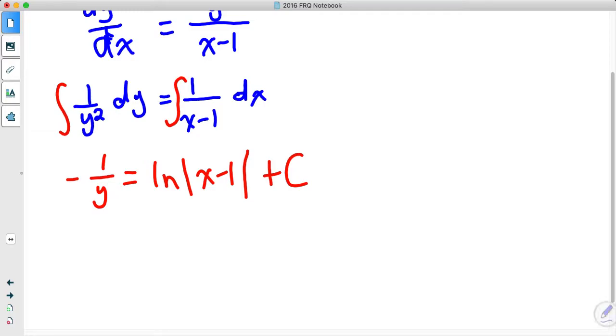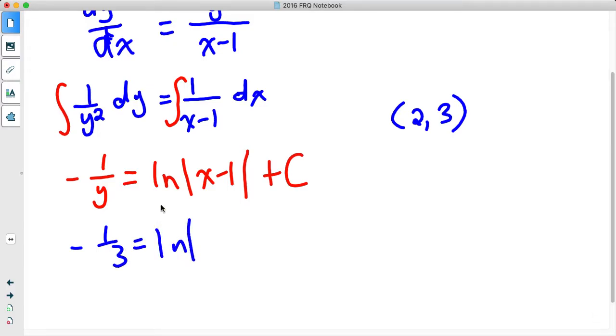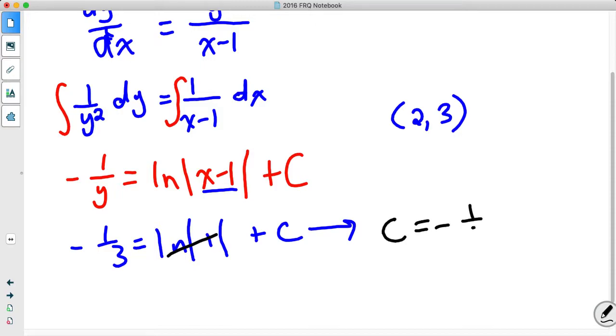So now in this step, this is where our point from up above, the point (2, 3), is going to come into play. So the y value is 3, so negative 1/3 equals ln absolute value. I'm going to plug 2 in for x, so inside here 2 minus 1 is just 1, so absolute value of 1, plus c. Alright, so in this step right here, I'm just going to simplify it over here. ln of 1 is 0. So that tells me that c is just equal to negative 1/3.